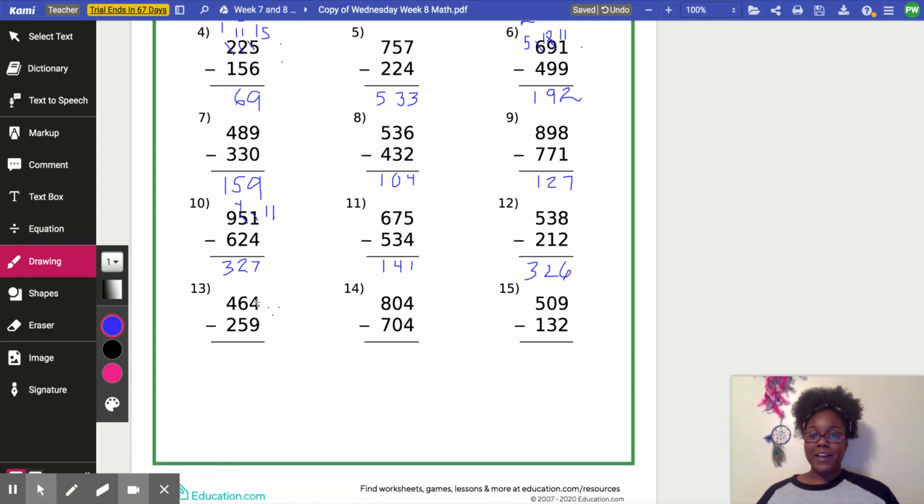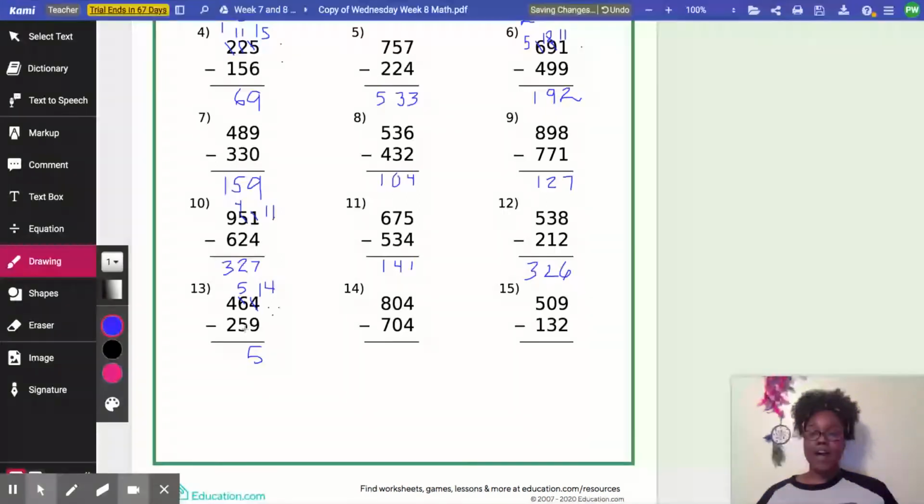Number 13. All right. I have more on the floor, so I've got to go next door, get 10 more. That puts a 5 in my tens place. And it puts a 14 in my ones place. 14 take away 9 is 5.